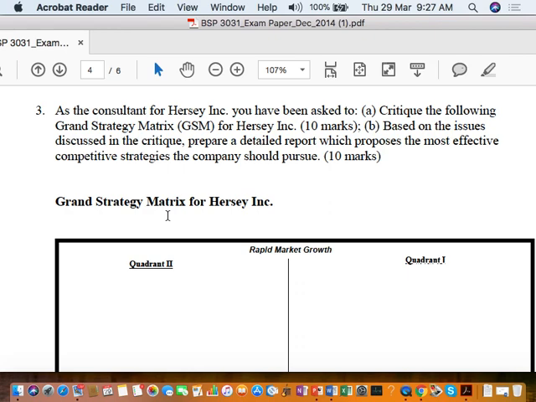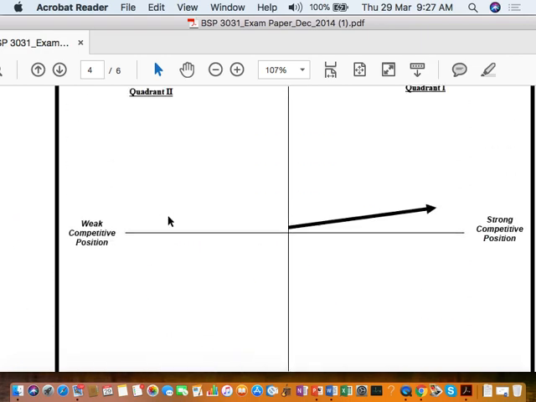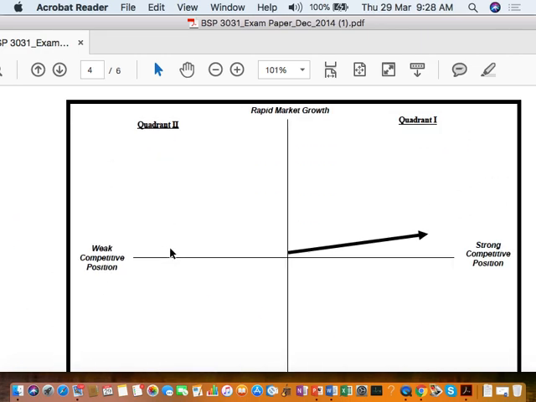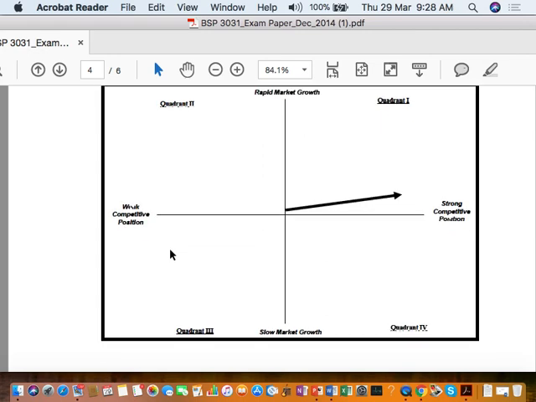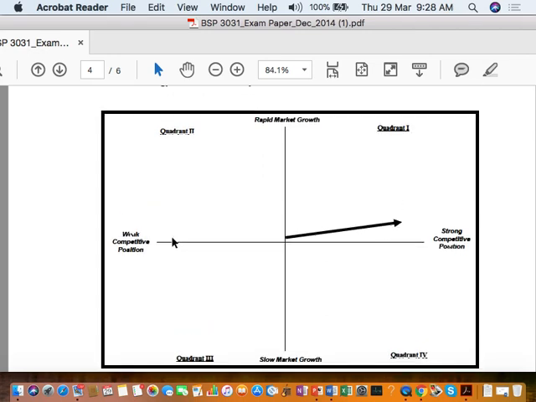So a critique, you're a consultant. How would you go about critiquing this? First thing you will do, you look at the axes. And you then determine, you have your x-axis and y-axis, and we know Hersey is positioned by the point of the arrow. And then what do you do? How do you go ahead analyzing this? How do you go about analyzing the matrix?